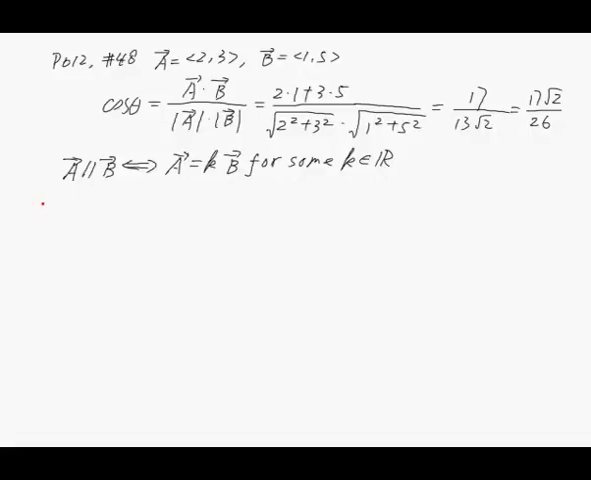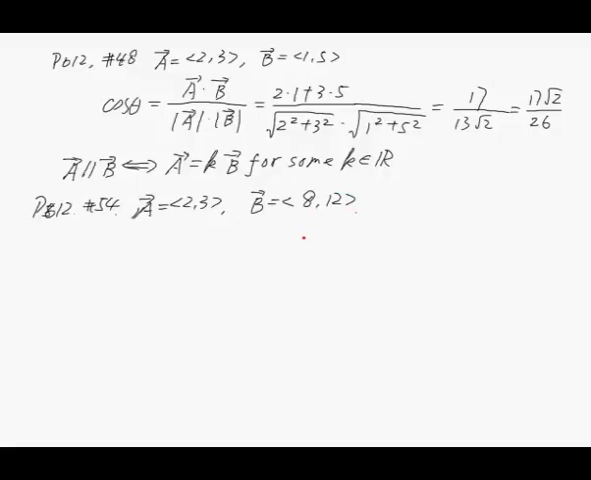So now in this problem 54, we have these two vectors, vector A (2, 3) and vector B (8, 12).